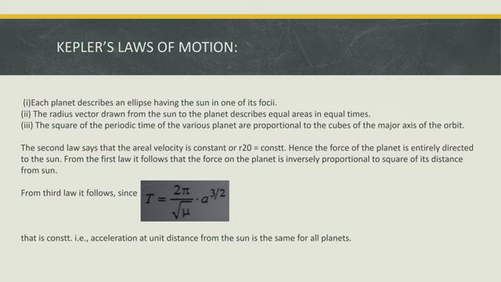The second law says that the areal velocity is constant, or r square theta dot equals constant. Hence, the force on the planet is entirely directed to the Sun. From the first law it follows that the force on the planet is inversely proportional to the square of its distance from the Sun. From the third law it follows, since T equals 2 pi upon root mu into a to the power 3 by 2, that mu is constant, that is, the acceleration at unit distance from the Sun is the same for all planets.